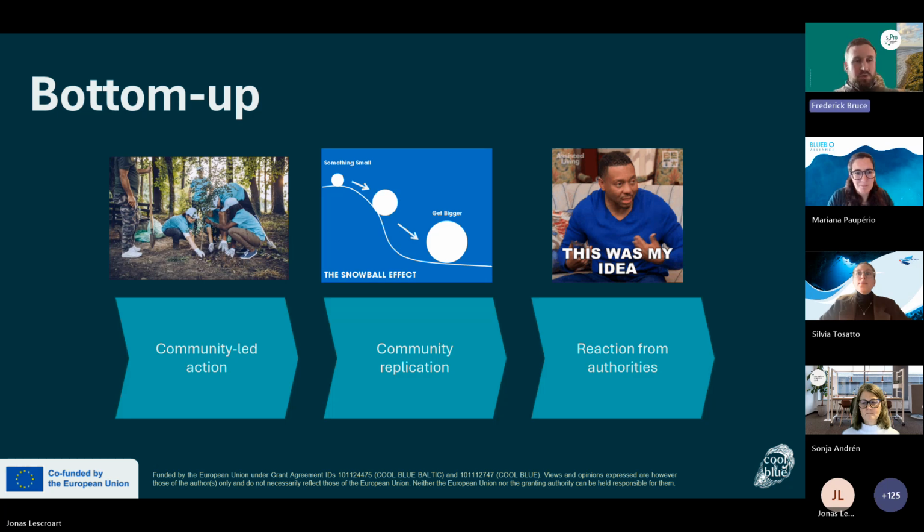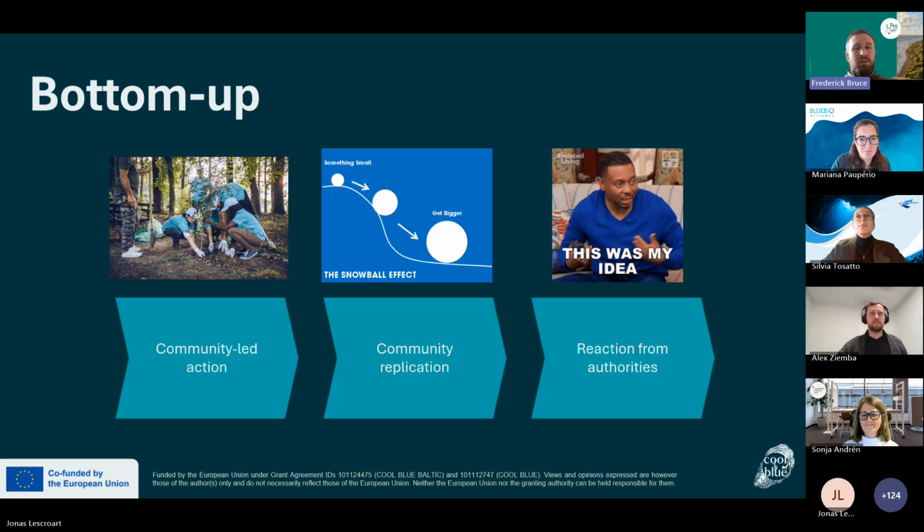And the approach we're talking about today is the bottom-up approach. So community-led actions where people actually start together to take small steps can result in this snowball effect where it's replicated by other communities and other people. And if you're doing it right, then the authorities will probably come and say, yes, this was our idea all along. And I think that's a good sign. That means you're doing the right thing, because they want to also be involved and have some ownership in that action. So next slide, please.